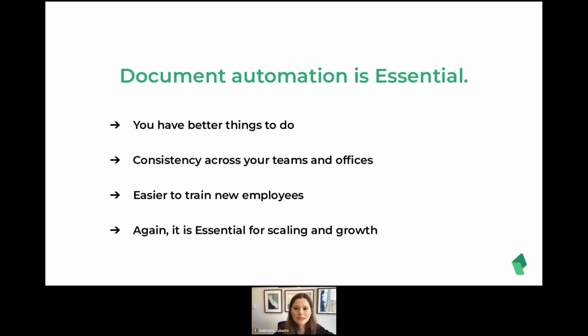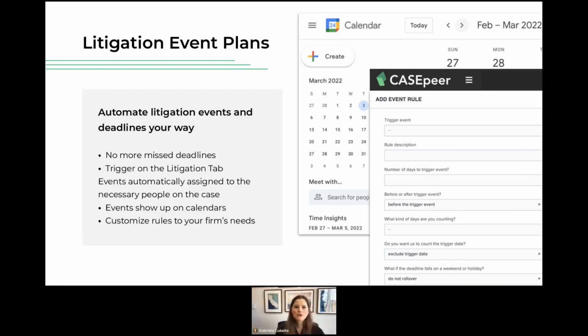Number four, litigation event plans. So, litigation event plans automate litigation events and deadlines your way. CasePeer does have integrations with calendaring tools that are rules based, but we also found that many law firms prefer to have full control over what appears on their calendar and when. So, CasePeer's built in litigation event plans allow law firms to build out their litigation events, their deadlines, and reminders and ticklers however they like.